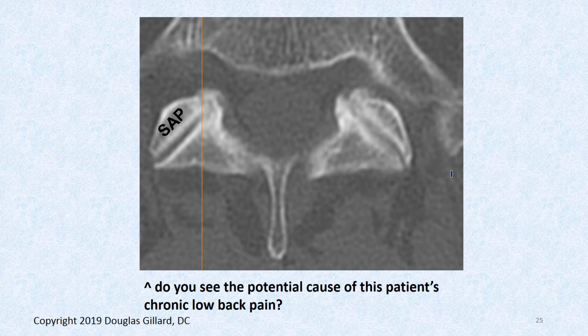Anyway, look at the Z joints. See that this is normal right here. You can see the space in here, but look at what happens out here. See how the bone gets all fluffy? There's actually a nerve root right in here.